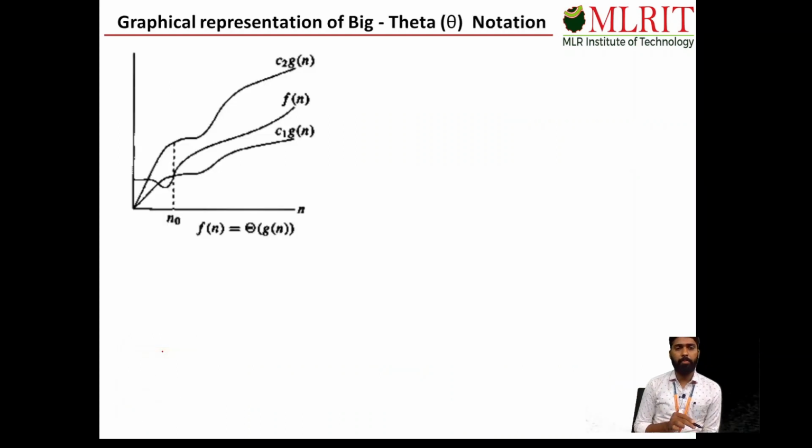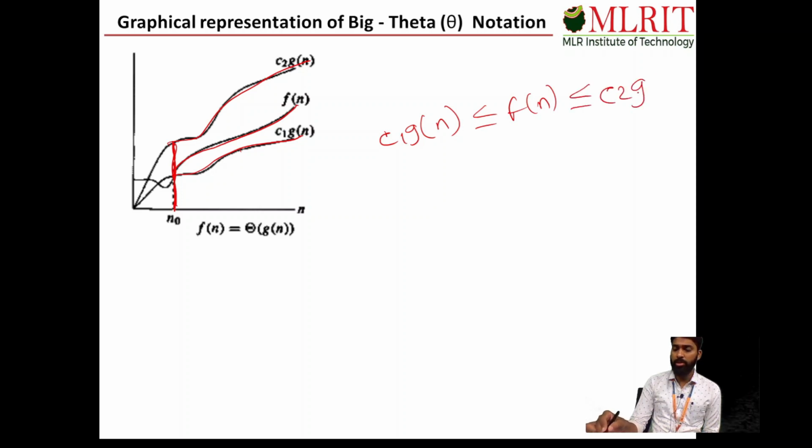So, this is the graphical representation after some point n naught. So, this is the n naught. Observe, f of n lies between c1 of g of n and c2 of g of n. So, it is represented as c1 g of n less than or equals to f of n less than or equals to c2 into g of n. That is it. So, this is the average case that we call theta notation.